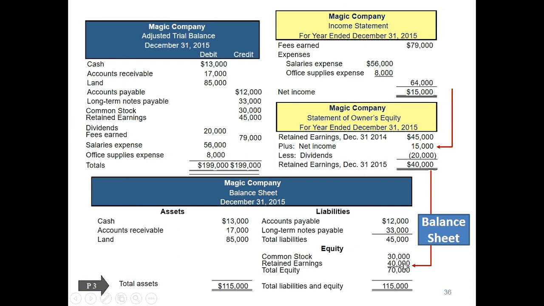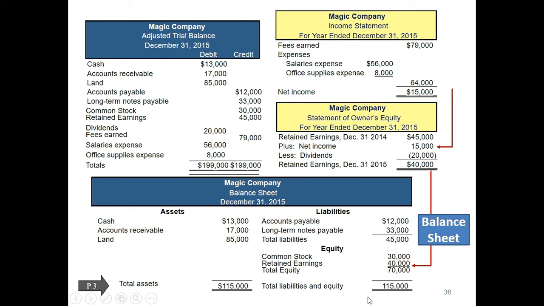This 40,000 represents, from here down, every account from here down, right? Think about it. 45,000 minus 20,000 plus 79,000 minus 56 minus 8. It's this 40,000, right? You can do that math all day long, but it's really how we get all of that to this balance sheet. I told you they all interrelate, no question. We add the 30 and the 40, we get 70,000 for equity, and then we add liabilities and equity. We're going to add the 45 to the 70, it comes up to 115,000.